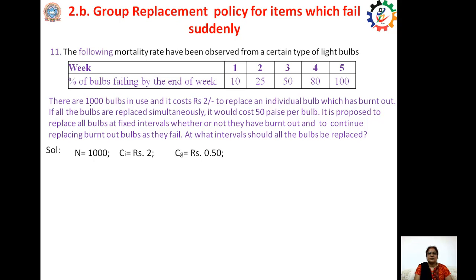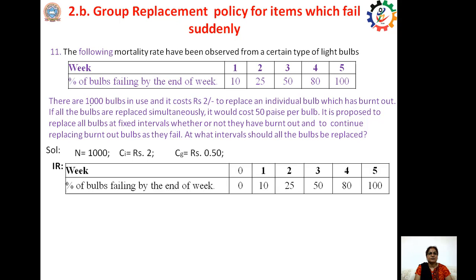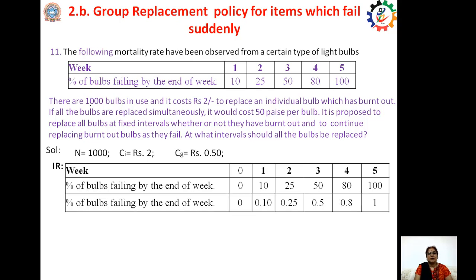Group replacement cost, wholesale price. IR stands for individual replacement. So let us see how to do it. There are only 3 steps, I suppose you remember. So this is the data given. I have written it as it is, the percentage of bulbs failing by the end of the week. But for our calculation, because it should be written as a probability, I have just divided by 100.